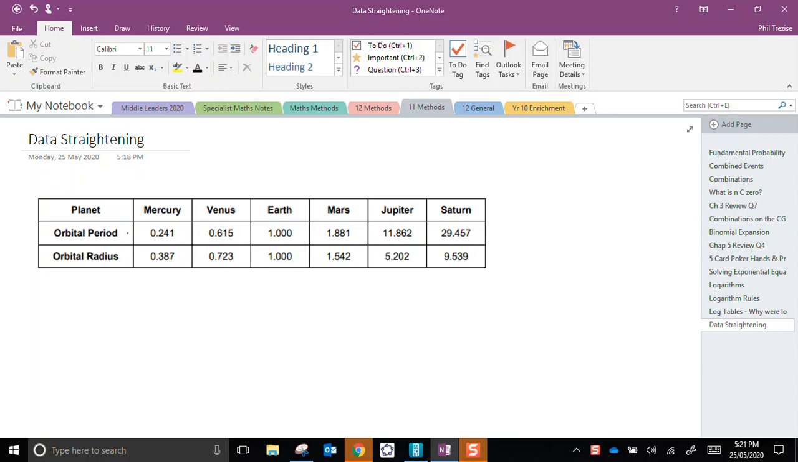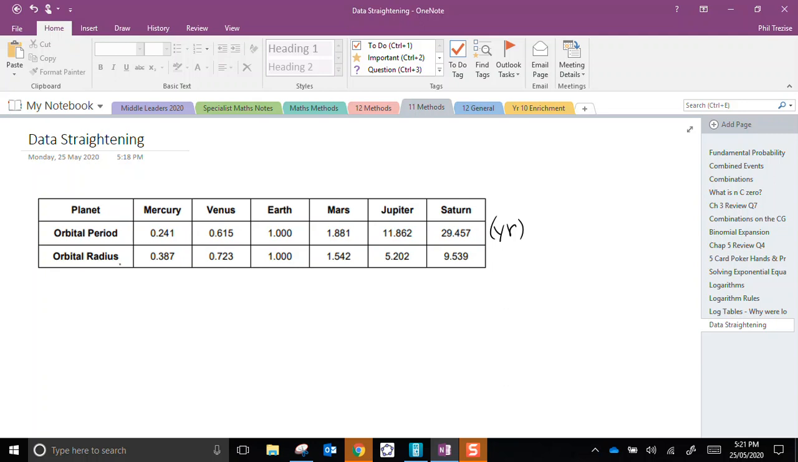The period here represents the time taken for the planets to orbit the Sun, and as we can see, Earth has a value of 1. So the unit of measurement for these is normal Earth years. We can see Mercury and Venus both take less time to go around the Sun than the Earth does, and Mars, Jupiter and Saturn take much longer.